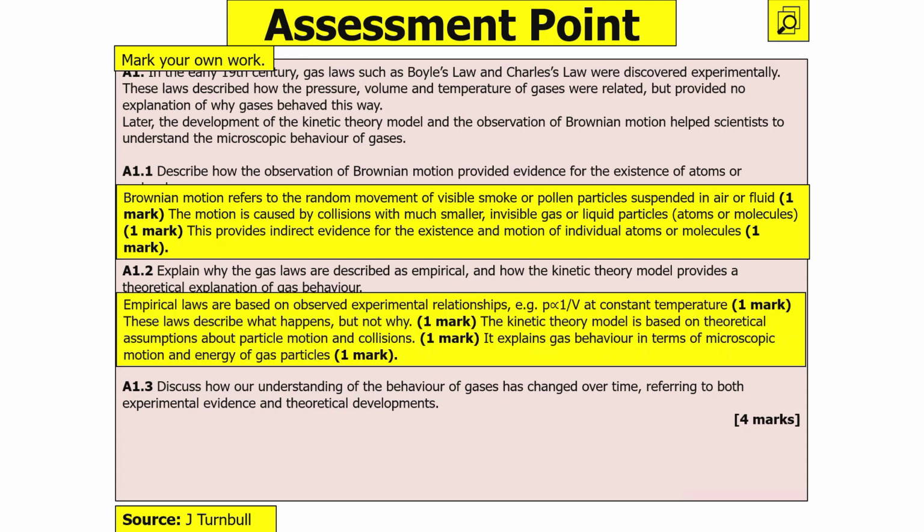Now, the empirical laws are based on observed experimental relationships. For example, P is proportional to 1 over V at a constant temperature. These laws are describing what happens, but not why. The kinetic theory model is based on theoretical assumptions about particle motion and collisions, so it does explain gas behavior in terms of microscopic motion and the energy of gas particles.